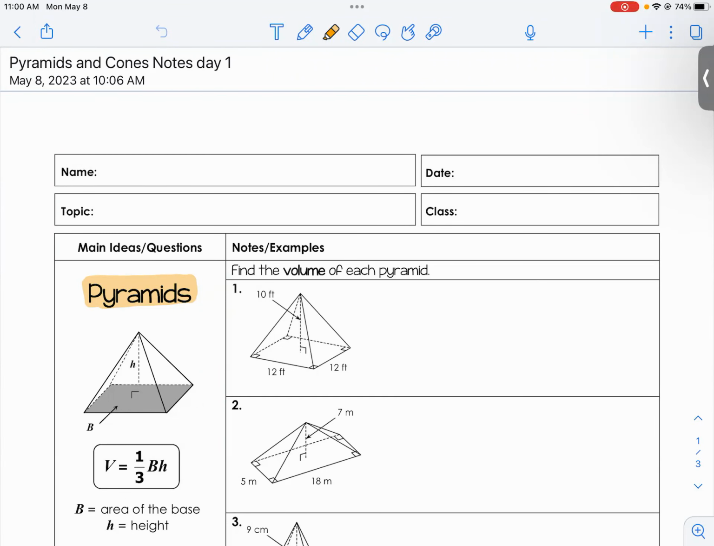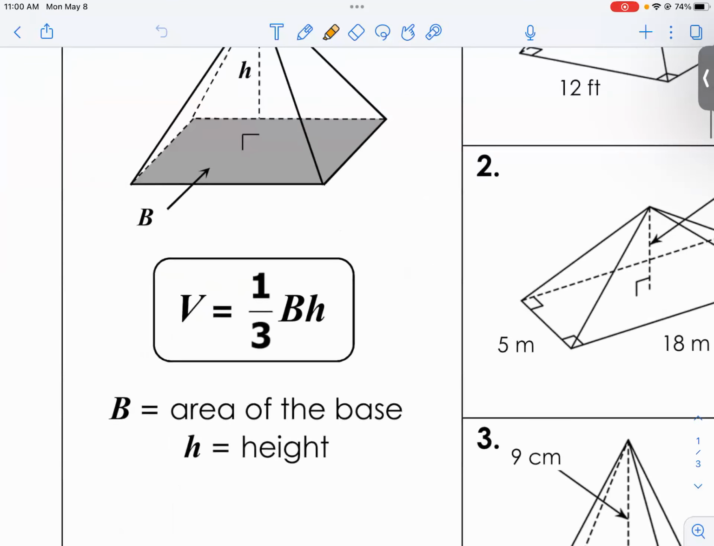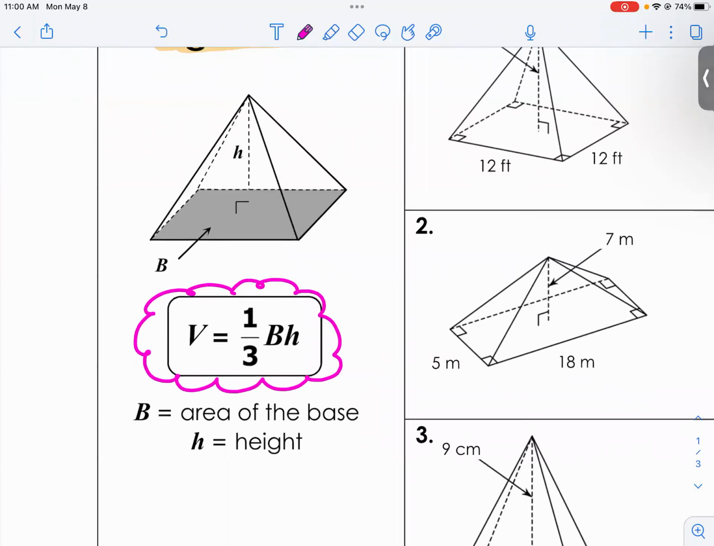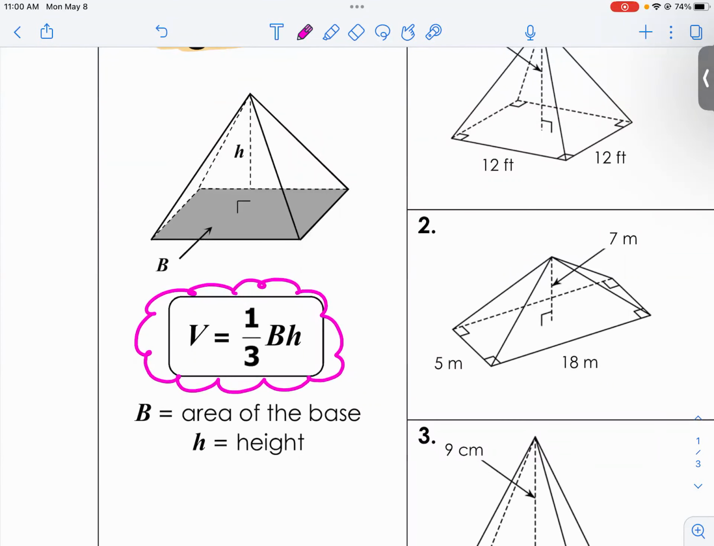So here we go, right here. The volume of a pyramid is 1/3 times the area of the base times the height. So pretty much we are finding the volume like we would a prism. We just have the 1/3 out in front.